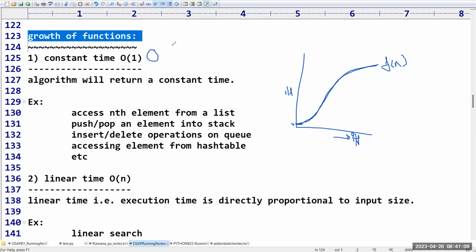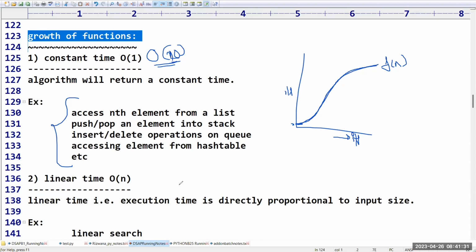First function I covered: Big O of 1. Big O of 1 means what? It is a constant time, need not be 1. Sometimes you can take 2, sometimes you can take 10. So for some algorithms, it requires constant time. These are the examples. I want to access the nth element from a list.